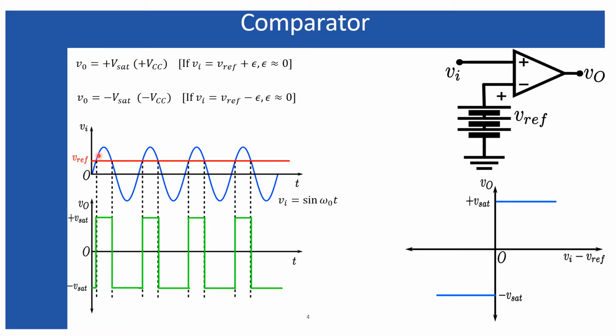the input voltage comes back and again crosses the reference voltage in the negative direction. At this instant the input voltage is crossing the reference voltage, and the output voltage again switches back to the minus Vset. In this way, as the input voltage is oscillating, the output voltage is also oscillating, but the input voltage is a sinusoidal voltage, whereas the output voltage is a square wave.